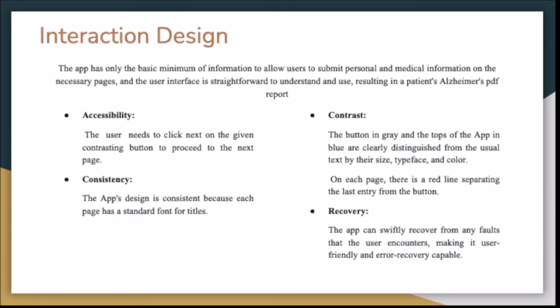Accessibility. The user needs to click next on the given instruction button to proceed to the next page. Consistency. The app design is consistent because each page has a standard font for titles. Contrast. The button in gray and the tops of the app in blue are clearly distinguished from the usual text by the size, typeface, and color.